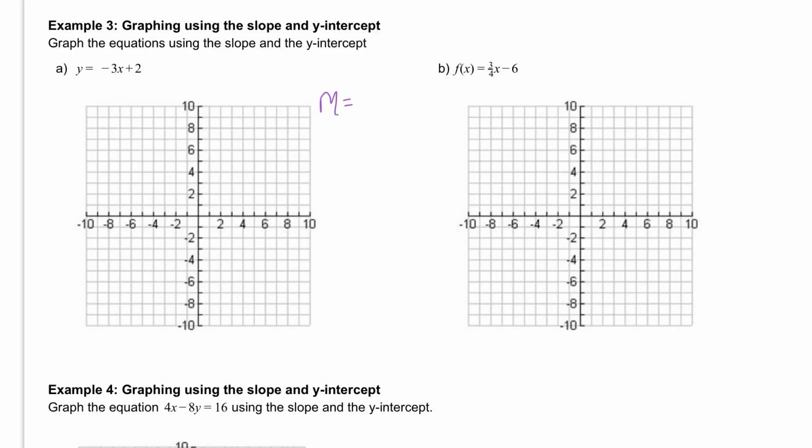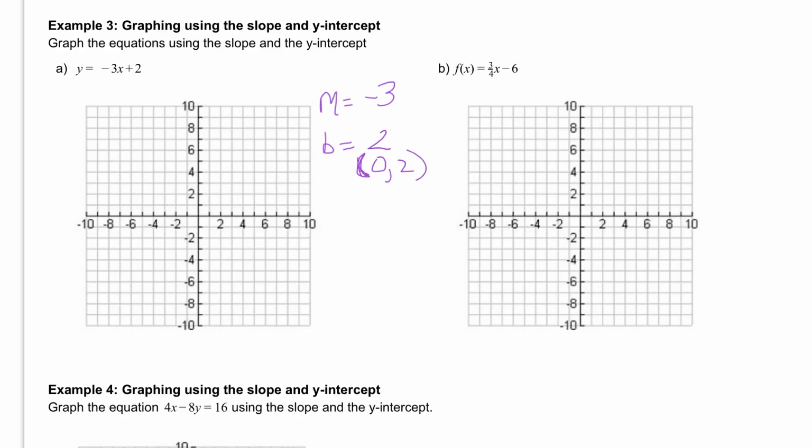My slope of this equation is the number that's in front of the x, which is negative 3. And my y-intercept is that number that's being added to my function, which is 2. So my y-intercept is 2. And I can think of my y-intercept as a point, (0, 2). And you can use the slope to help you graph with any point. It doesn't have to necessarily be the y-intercept.